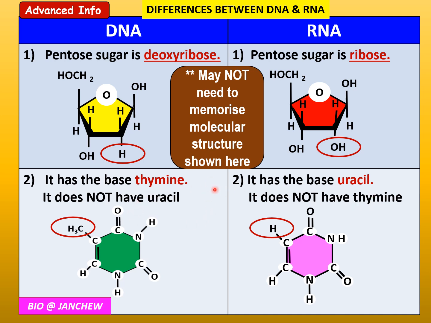Thymine is found in DNA, uracil in RNA. They are very similar except for the difference here. CH3 group is found here, and this one is only a hydrogen atom. Okay, so these are two differences between DNA and RNA.